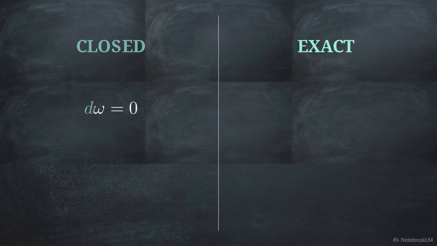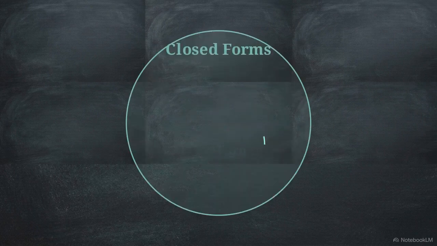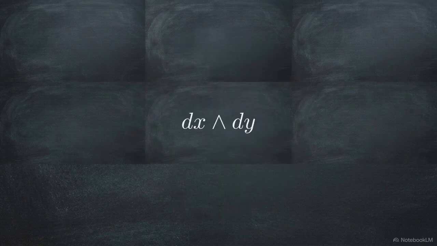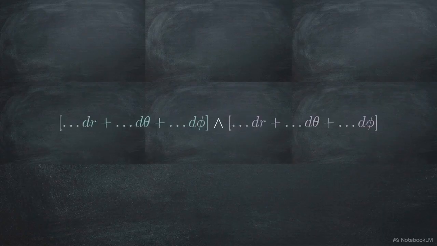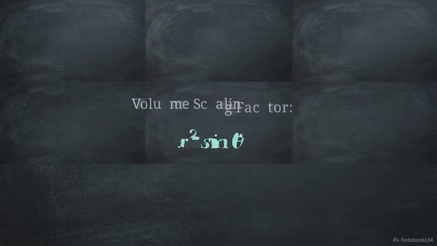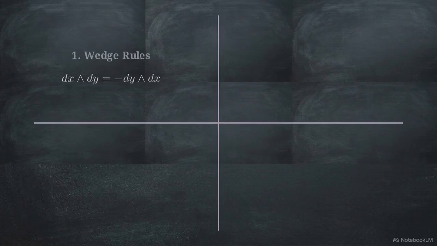A form is closed if its derivative is 0. A form is exact if it is already the derivative of another form. Since applying the derivative twice always results in 0, every exact form is automatically a closed form. Using a pullback to convert a two-form into spherical coordinates, we replace Cartesian differentials with spherical equivalents and apply the wedge product. Antisymmetry rules eliminate redundant terms, leaving the Jacobian determinant to produce the volume scaling factor, r squared sine theta.